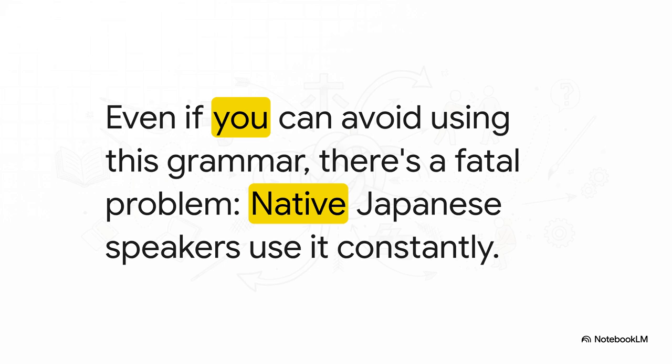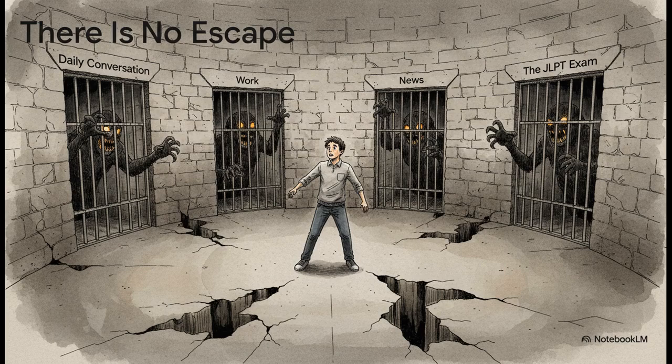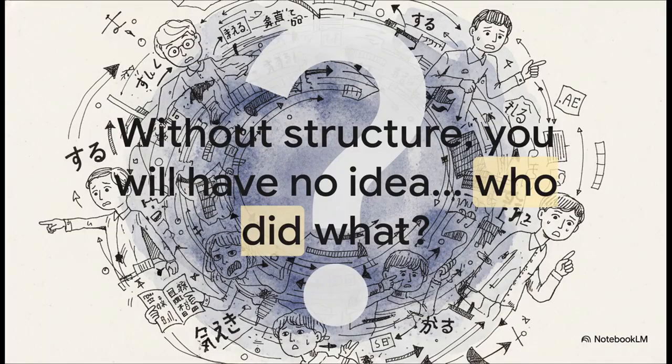And even if you can avoid using this grammar, there's a fatal problem you can't ignore. Native Japanese speakers use it all the time, constantly. From casual conversation to the workplace, from the news to the JLPT, the passive and causative will confront you. If you can't understand them, your progress stops dead in its tracks. They are traps waiting for you in exams, and even if you never use them yourself, they will appear. There is no escape.